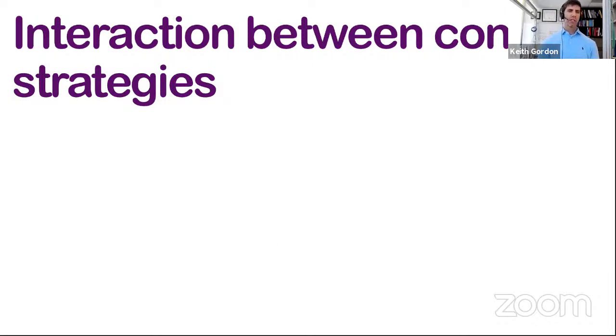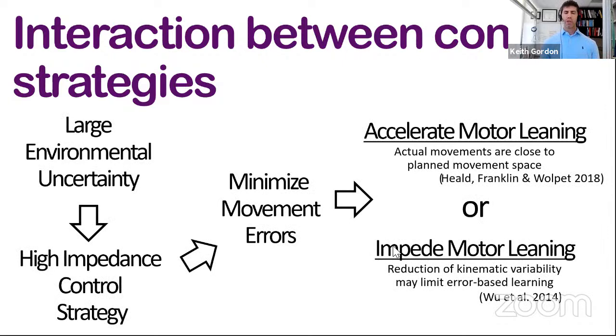This question is interesting to us because the control strategies used in uncertain environments may interact with the ability to form an internal model to control walking. This interaction could play out in many ways. For example, consider a person with poor balance control who adopts a high impedance control strategy, making their body and limbs very stiff when walking in a highly uncertain environment, such as walking on irregular terrain. This impedance strategy should minimize kinematic variability and movement errors.